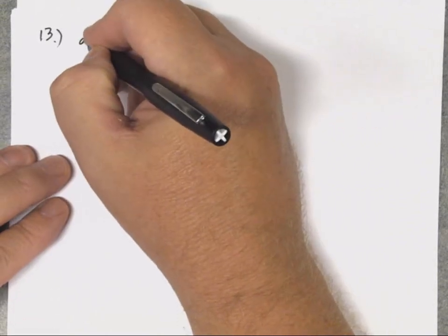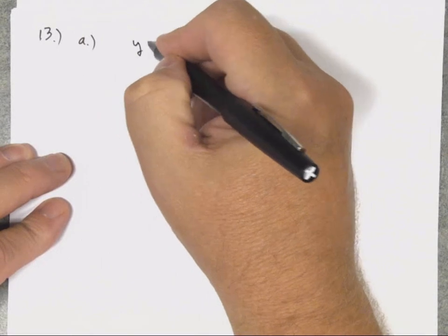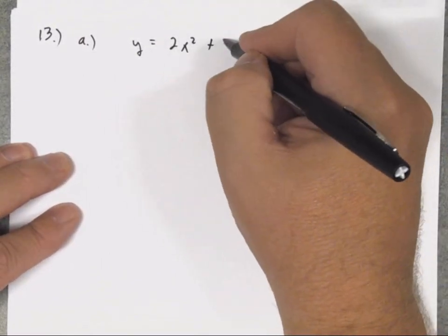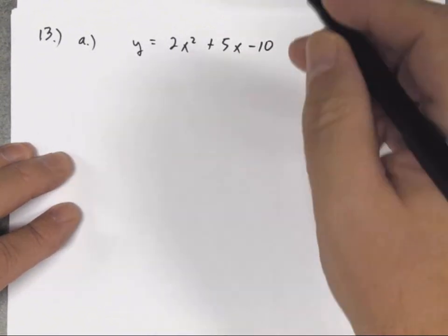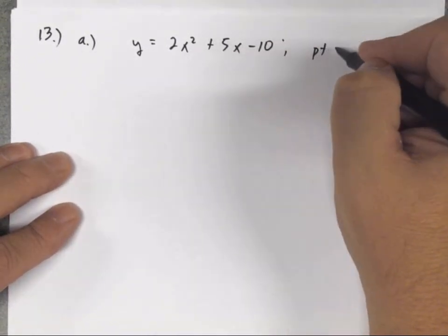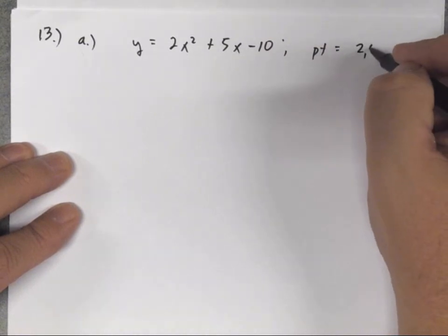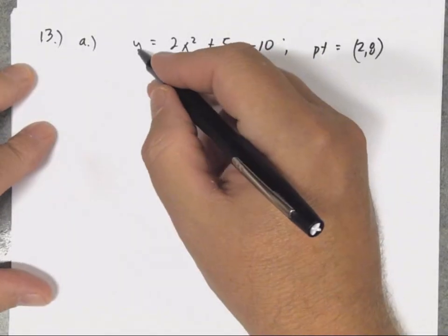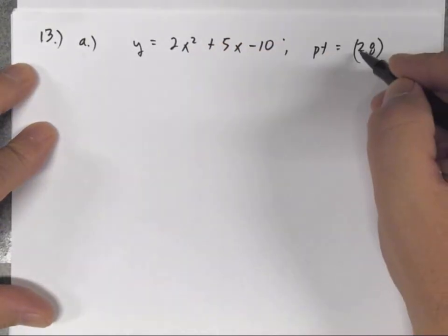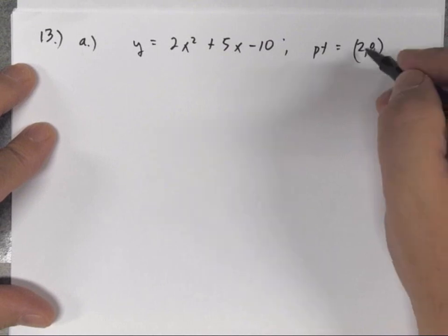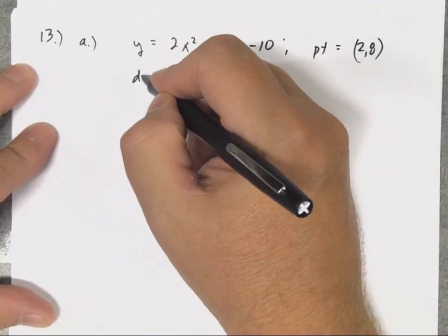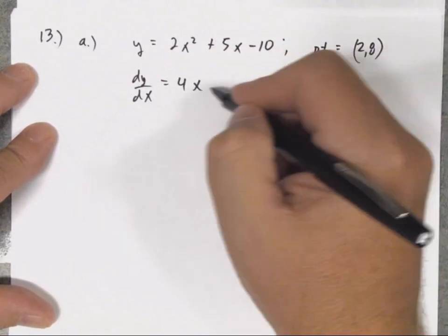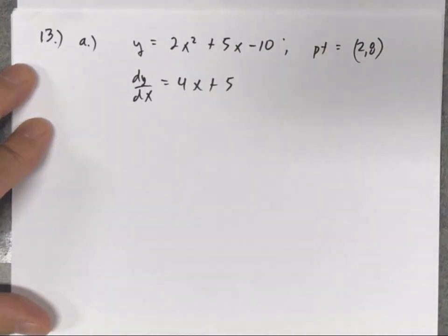So the first step, of course, here is our function, 2x squared plus 5x minus 10, and the point, this time they give you the x and the y, the point is (2, 8). So the first step is we need to find the derivative at that point. So we're going to take the derivative of our function, 4x plus 5.